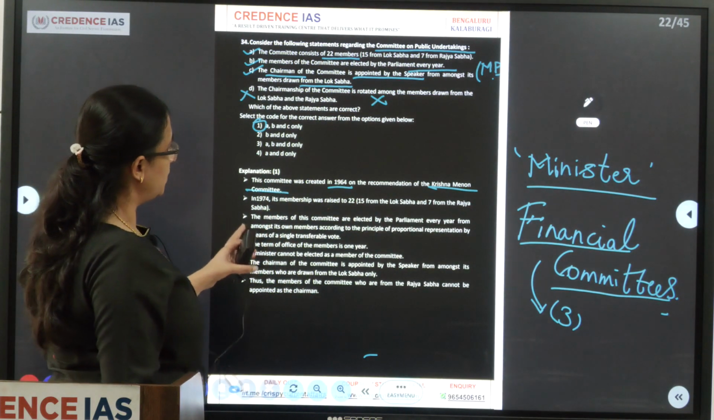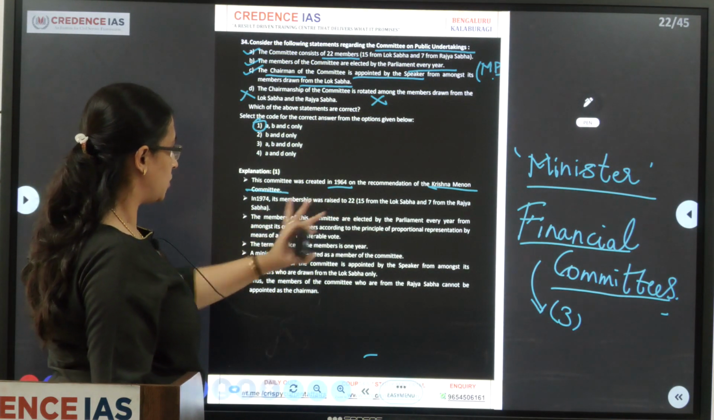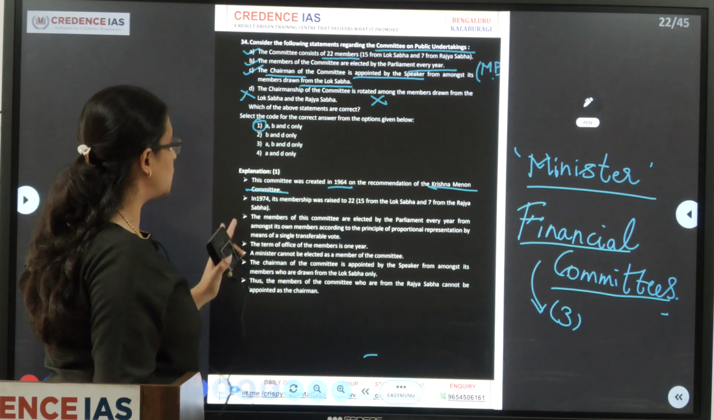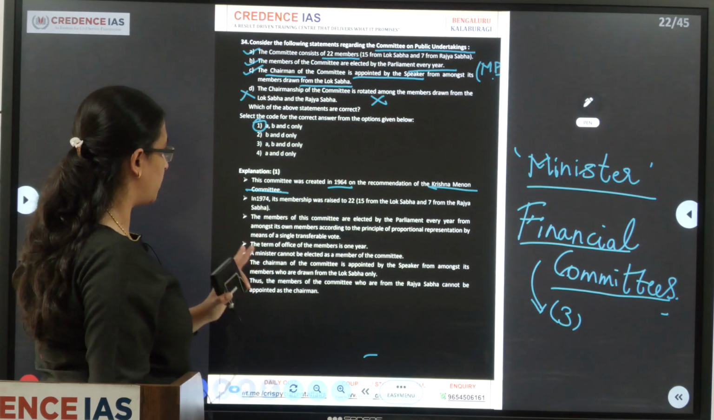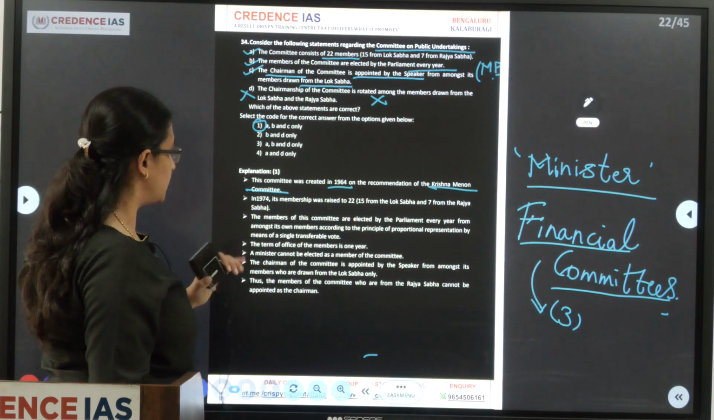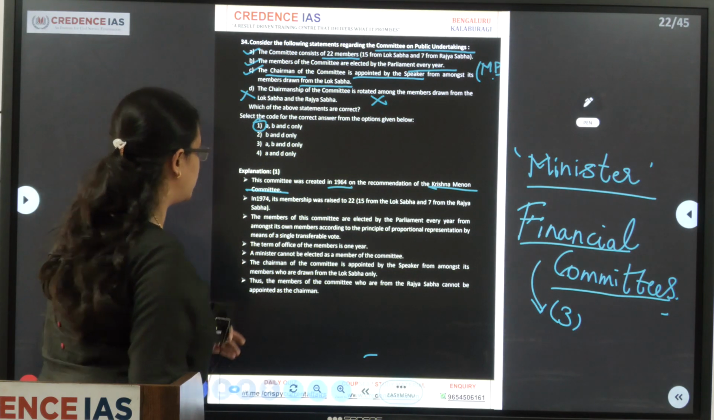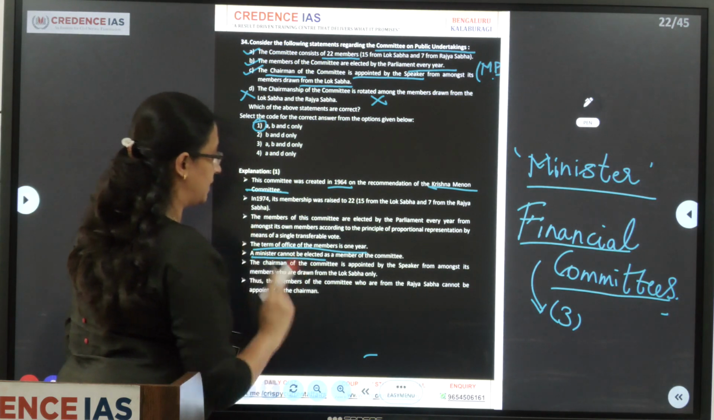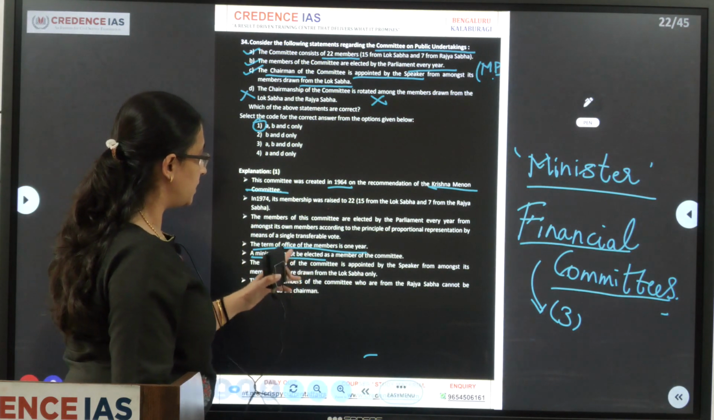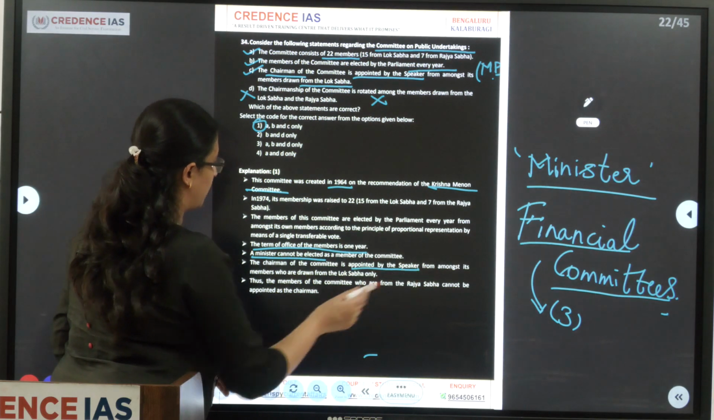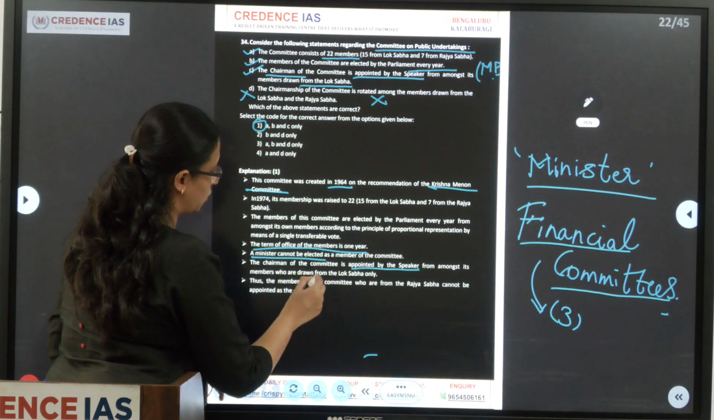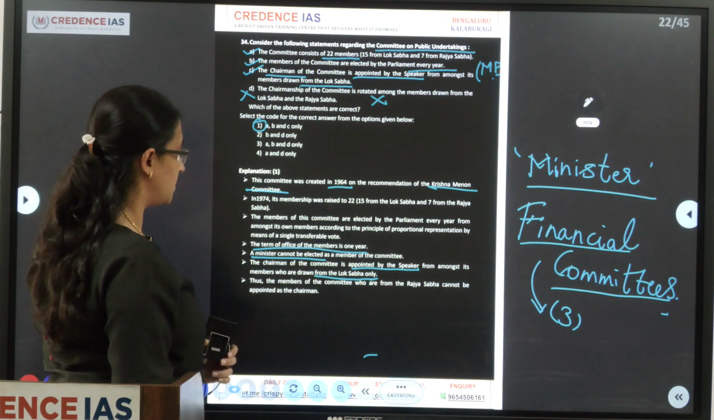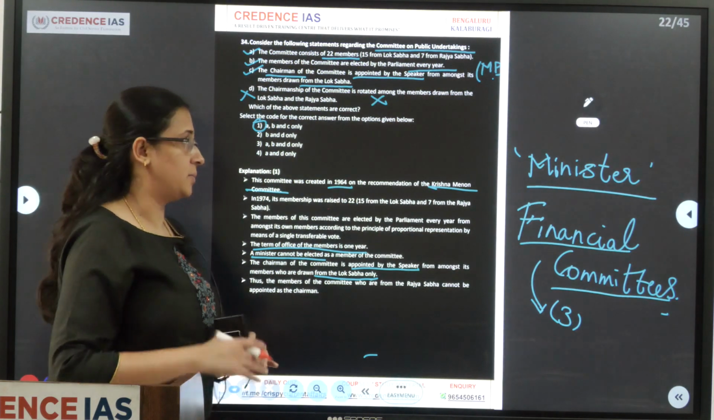In 1974, its membership was raised from 22. The members of this committee are elected by the Parliament every year from among its own members according to the principle of proportional representation by means of a single transferable vote. The term of office of the member is 1 year. A minister cannot be elected as a member. The chairman of the committee is appointed by the speaker from among its members who are drawn from the Lok Sabha only. Thus, the members of the committee who are from the Rajya Sabha cannot be appointed as the chairman.